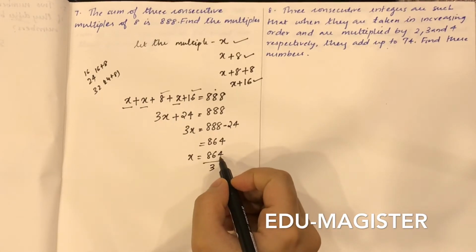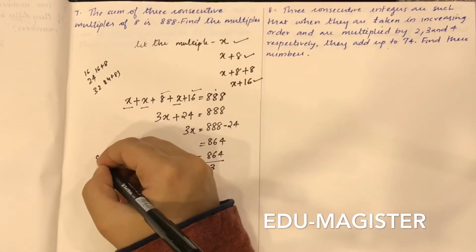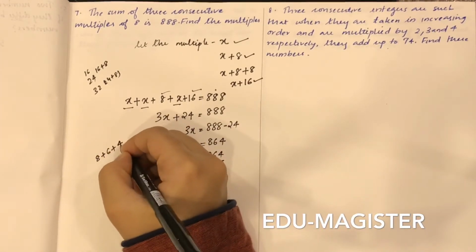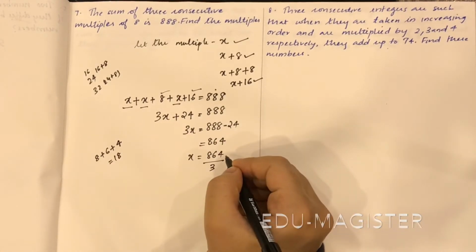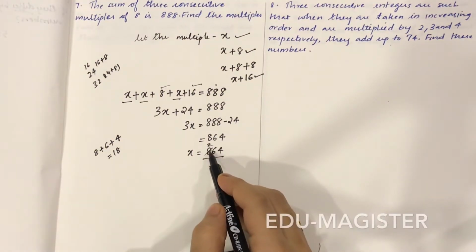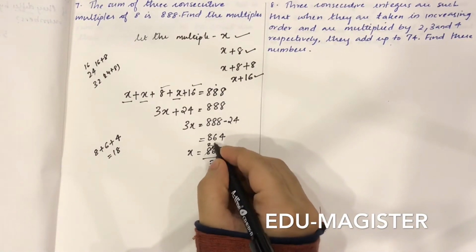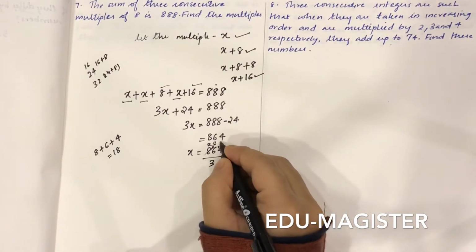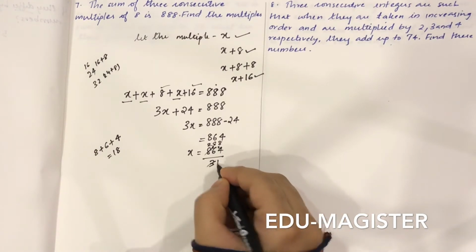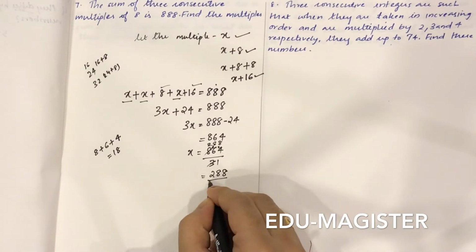Is 864 divisible by 3? Let's check. Now how do we check that? We have to add the digits together. That is 8 plus 6 plus 4, which is equal to 18. Is 18 divisible by 3? Yes. So this whole number is divisible by 3. In 8 there are 2 3's and the balance is 2. So you write it here. In 26 there are 8 3's. Balance is 2. In 24, 8 3's. 3 divided by 3 is 1. So the answer is 288. So this is the first multiple.